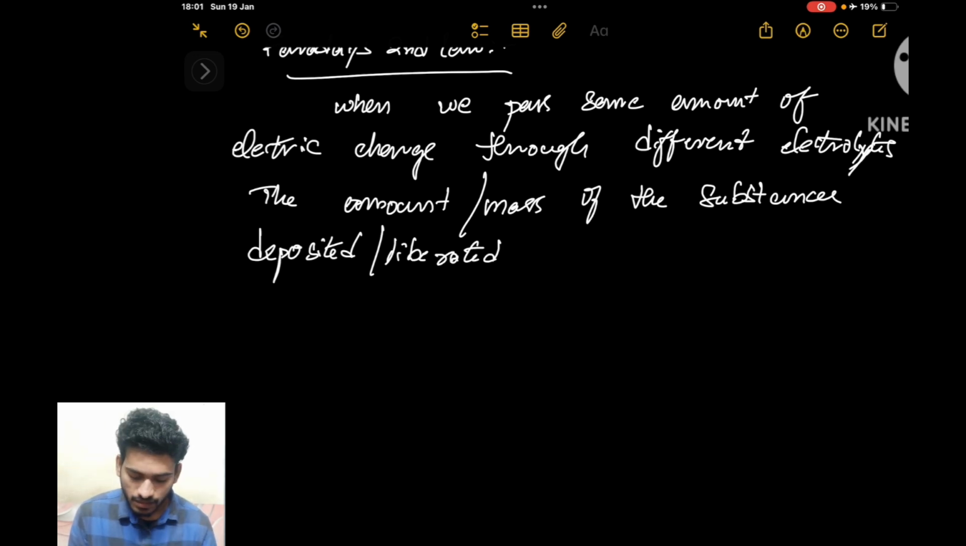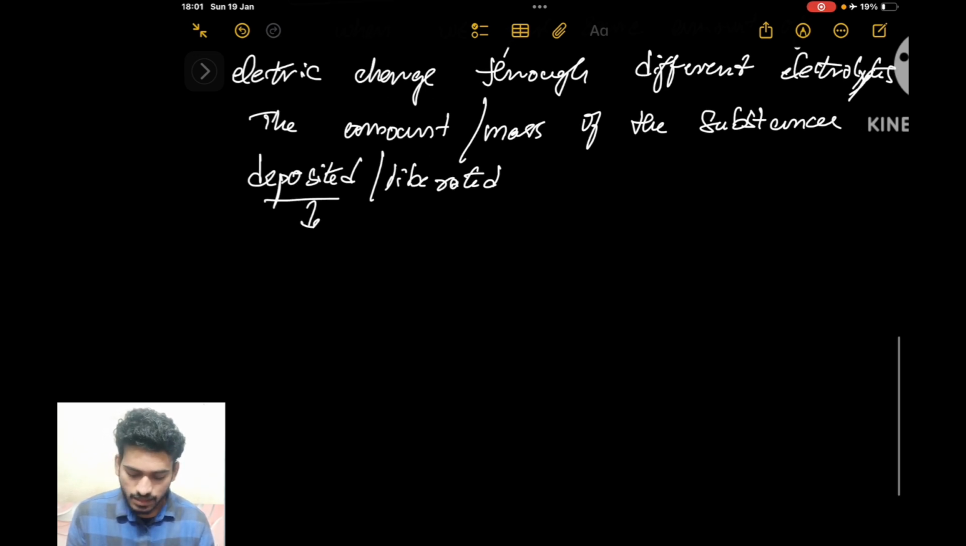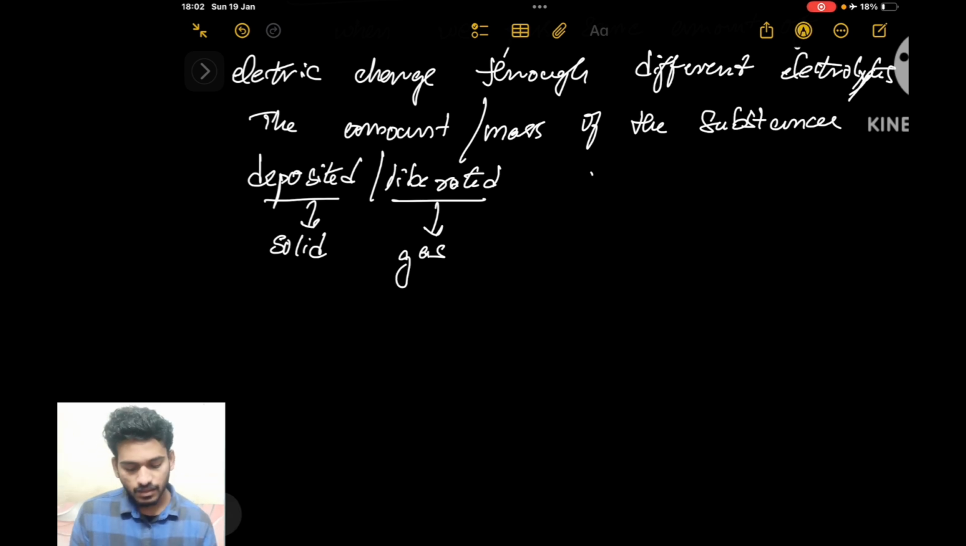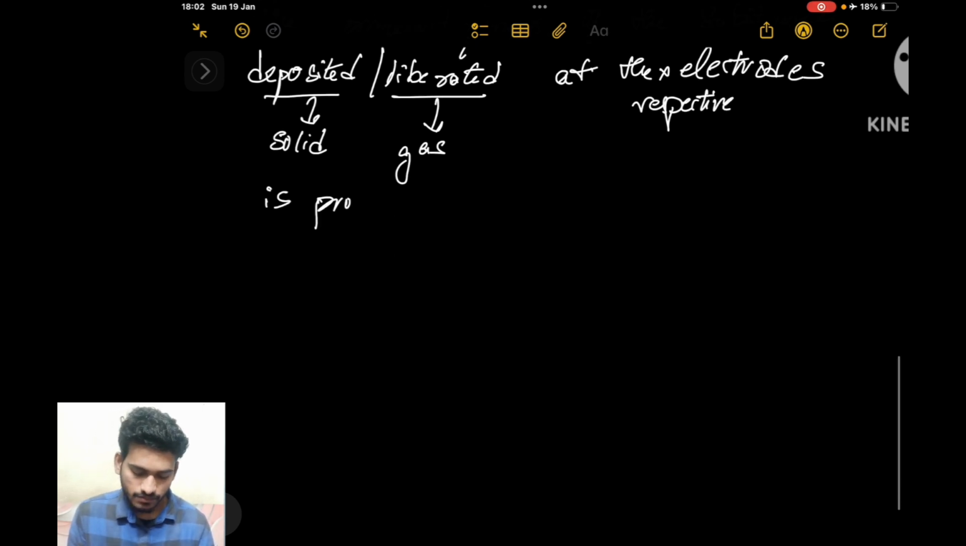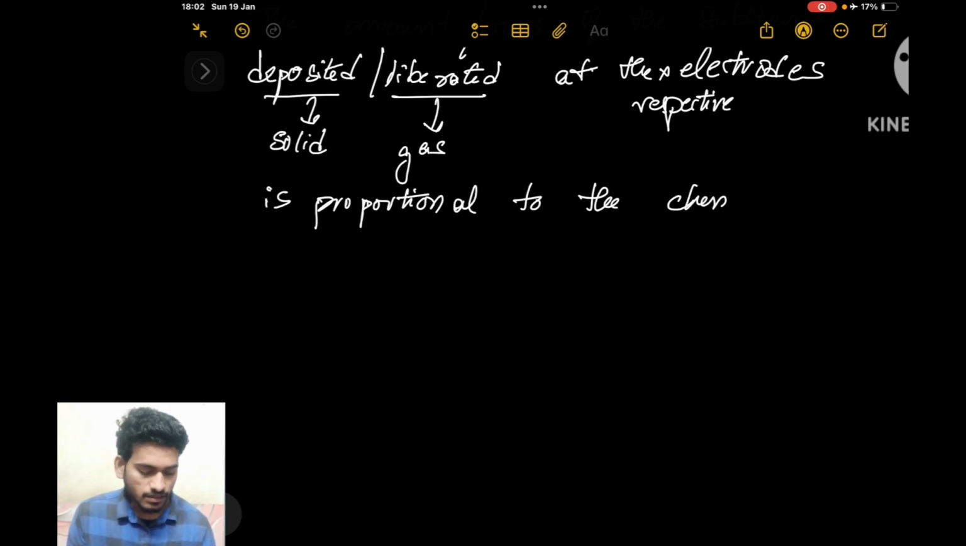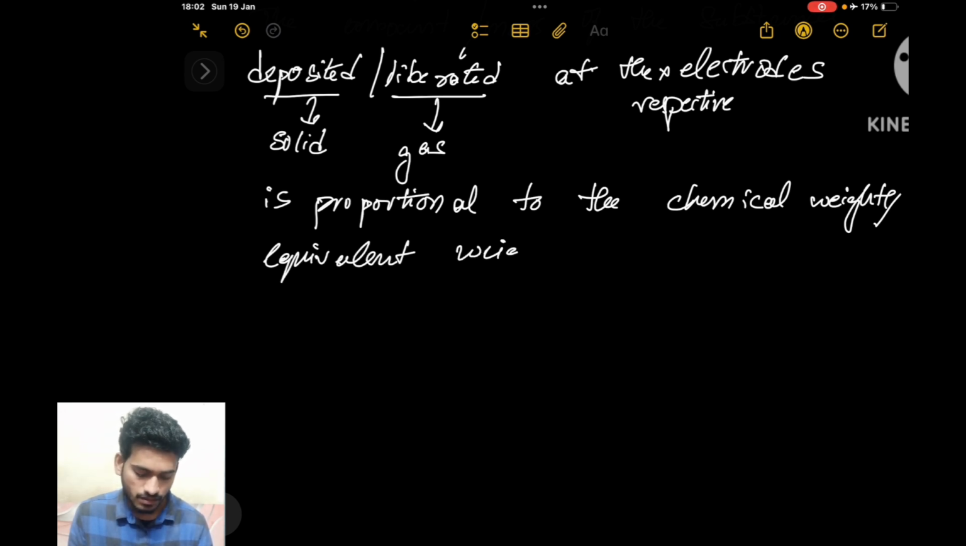Here when we say deposited, we are discussing a solid. When we say liberated, we are discussing a gas. So the mass of the substance deposited or liberated at their respective electrodes is proportional to the chemical weight or equivalent weights of those substances.